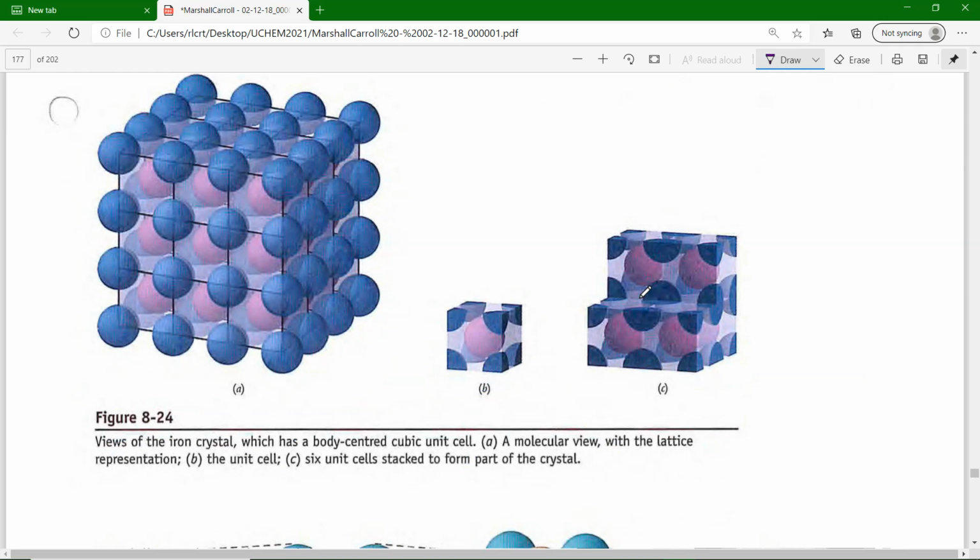and so we have the atoms at the corner, and then we have a full atom in the center. So that is what's known as body-centered cubic. Okay, and then we can start stacking the unit cells to make the iron.